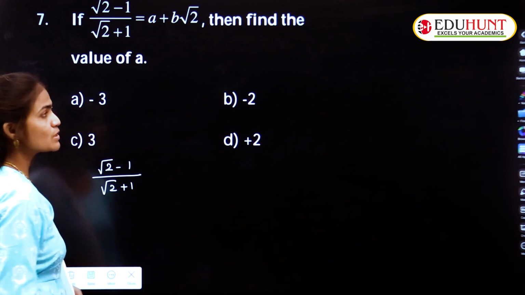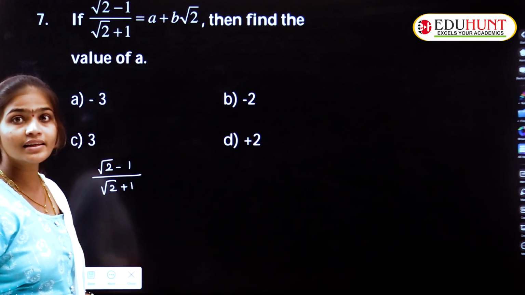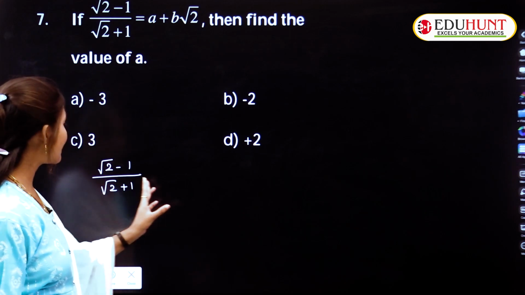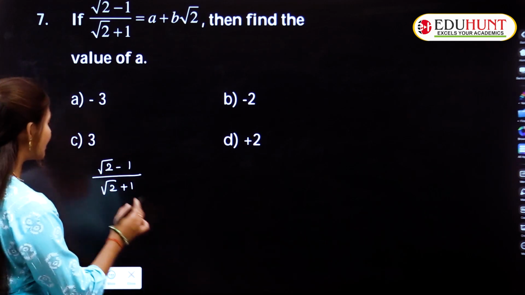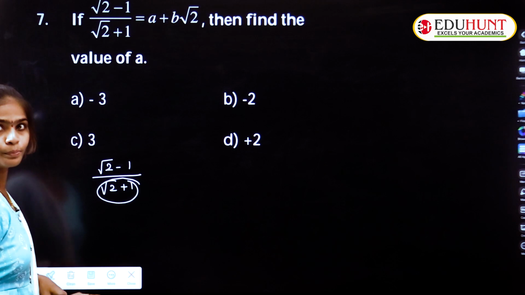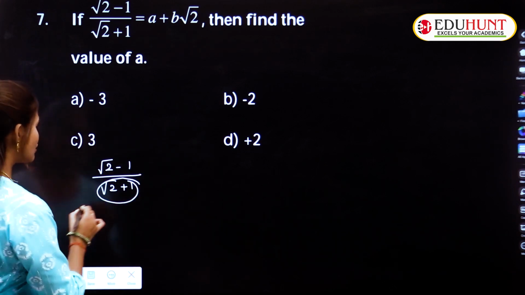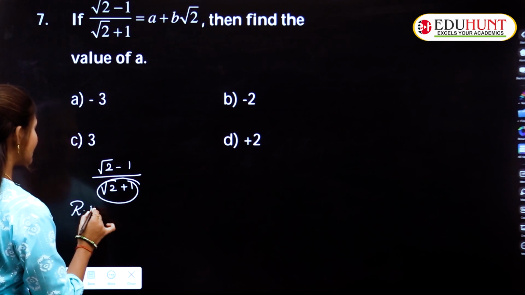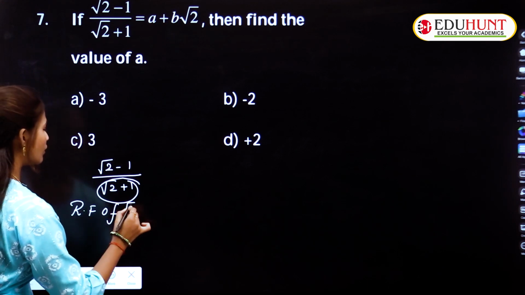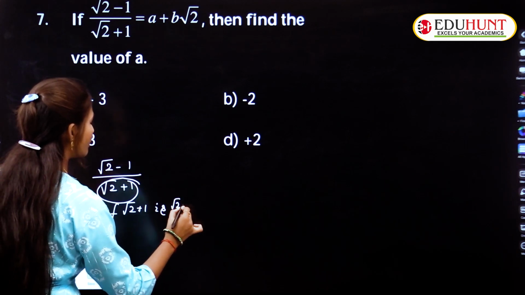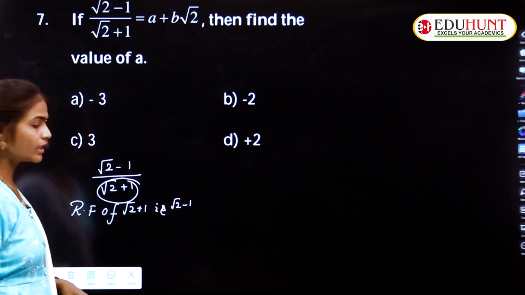Here we have to take the rationalizing factor of the denominator. So what is the rationalizing factor of the denominator here? That is root 2 plus 1. Its rationalizing factor is root 2 minus 1. So the rationalizing factor of root 2 plus 1 is root 2 minus 1.